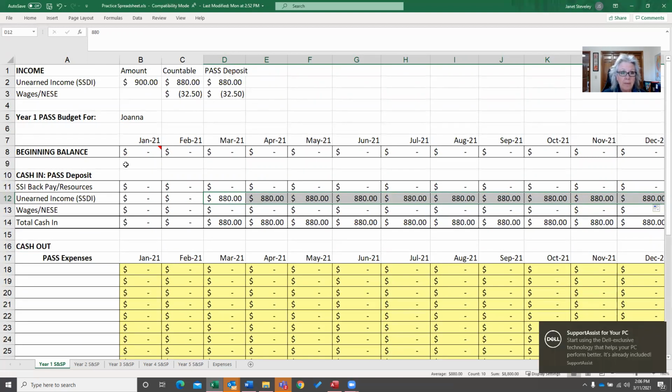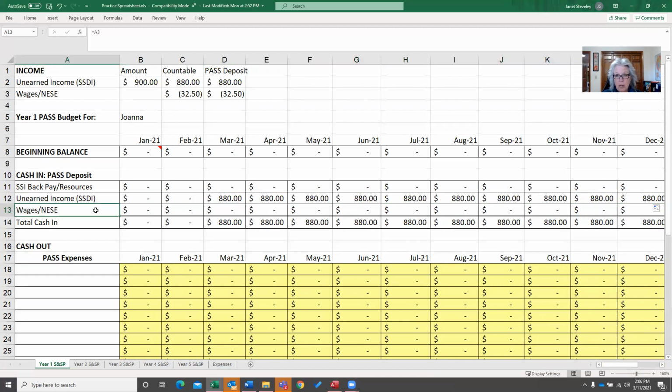For earned income, that shows in this next line, on line 13. Let's say that Joanna also has a part-time job. Remember that while she has her part-time job, she's not earning enough for it to affect her SSDI. But once the pass is approved, her SSDI is being set aside and she's living off SSI. And SSI is impacted by other earned income, right?